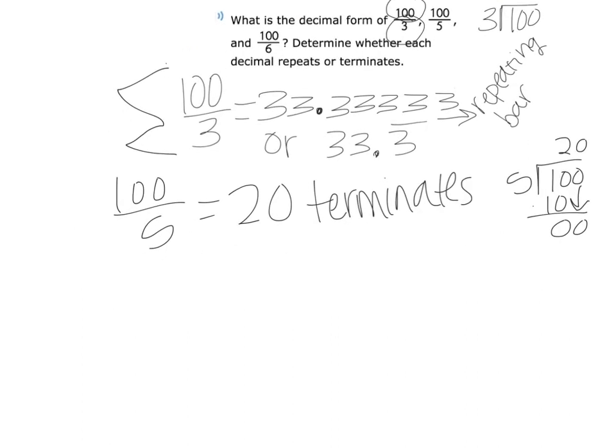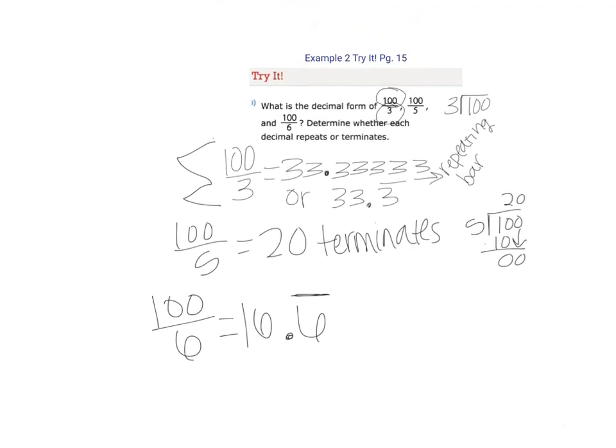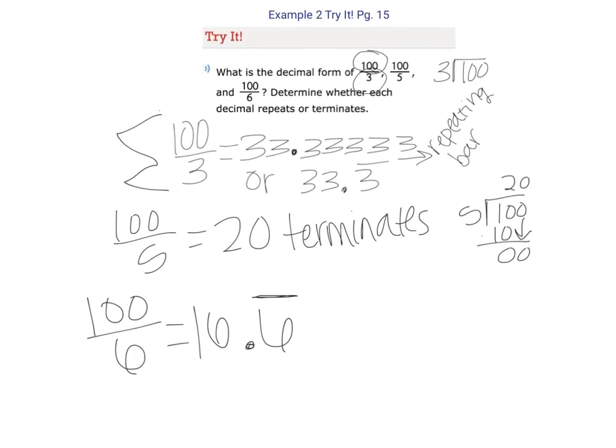Okay, the last one, 100 over 6. You can plug that into your calculator and you should get 16.666666. But we know that we'll put a repeating bar over that 6. Okay, so this one repeats. So 100 over 3 and 100 over 6 repeat, where 100 over 5 terminates. And that's what you should have in your book under example number 2, Try It, on page 15.